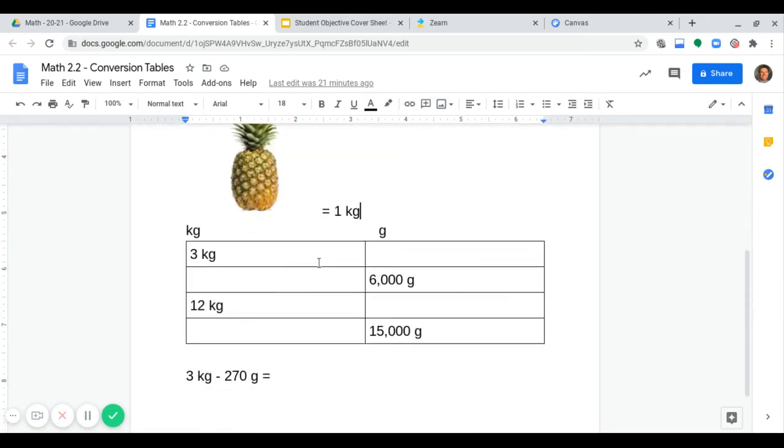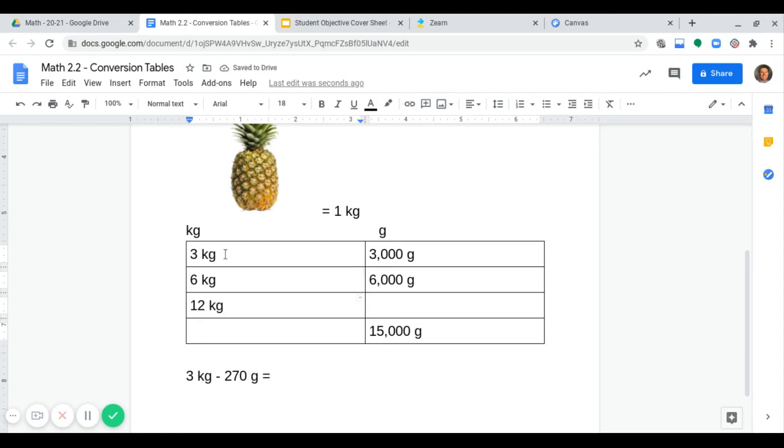So let's finish this conversion chart here. Kilograms on this side, grams on this side. If I have 3 kilograms, how many grams is that going to be? Well, if 1 kilogram equals 1,000 grams, then 3 kilograms is going to equal 3,000 grams. And now I'm given grams. If I have 6,000 grams, how many kilograms is that going to be? Again, there's 1,000 of those grams in 1 kilogram. So 6,000 grams is going to be 6 kilograms.